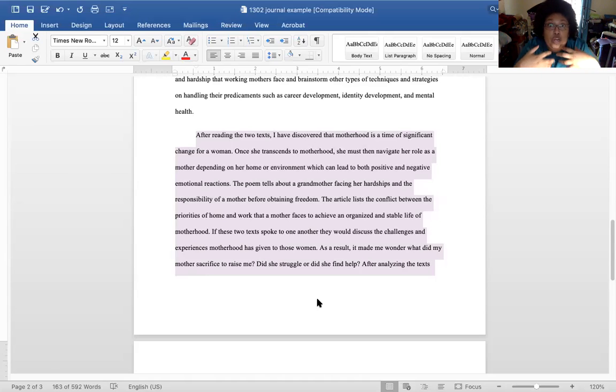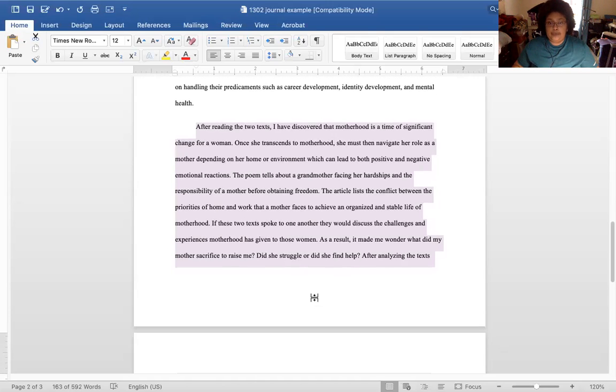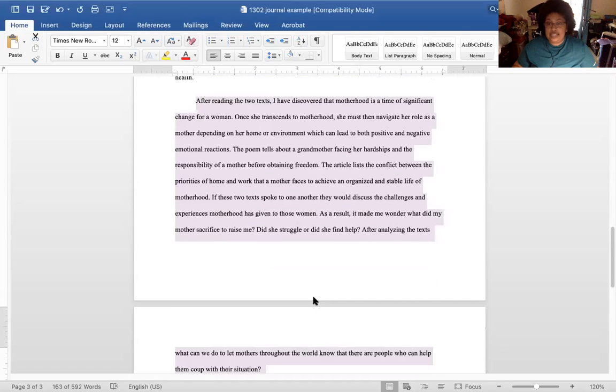He is telling me what he learned by looking at what we read, claims, and what he read, how it's manifesting in the world. And he's asking these questions of these texts. So he says, if these two texts spoke to one another, they would discuss the challenges the experience of motherhood was given. As a result, it made me wonder, what did my mother sacrifice to raise me? Did she struggle or did she find help? See how that works? Like, he's making these connections, and he's analyzing these pieces by asking questions. And that's it. That's the entire thing.